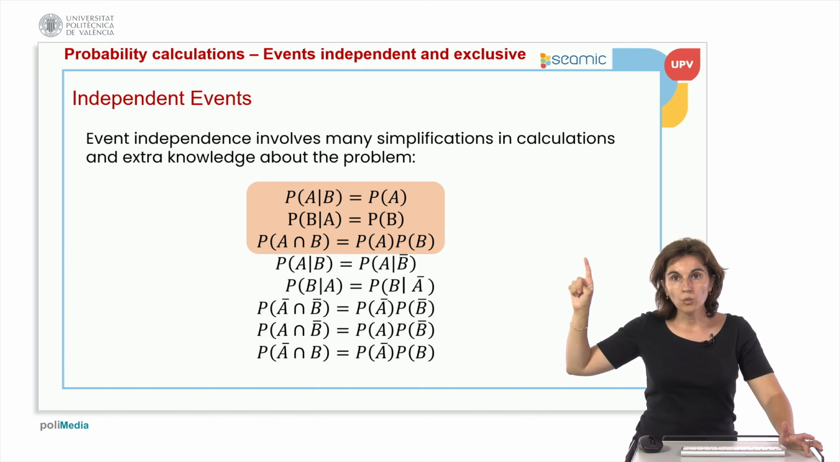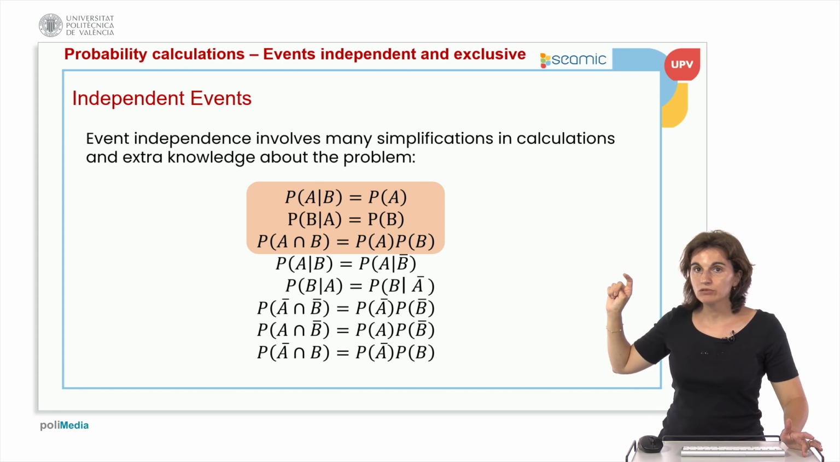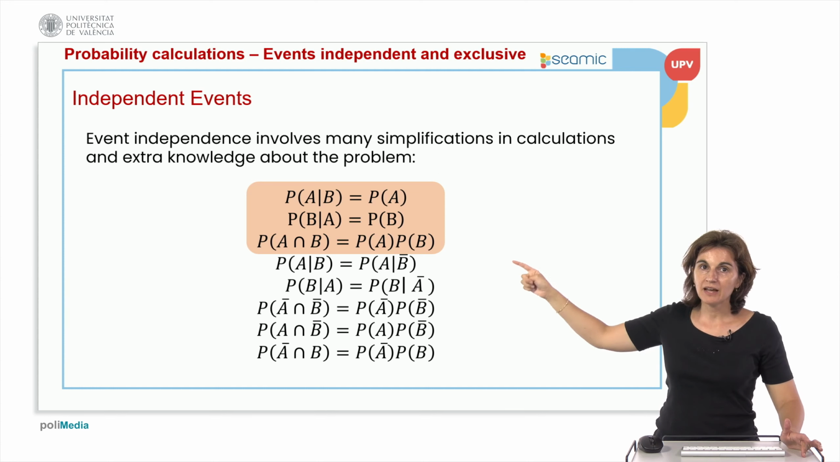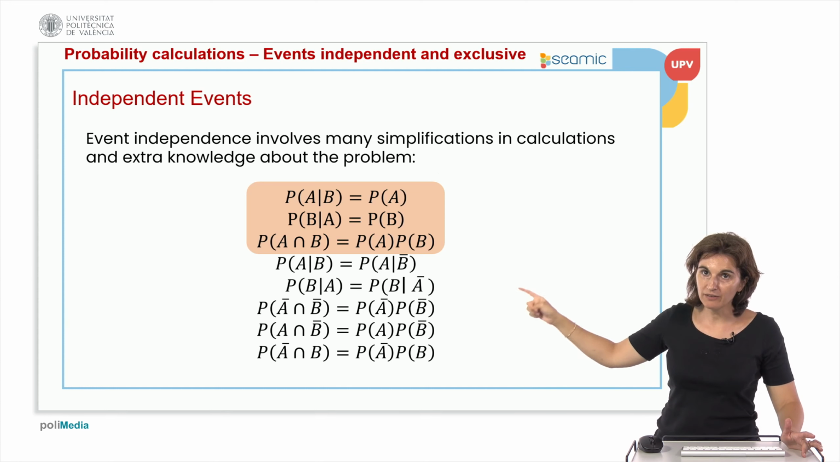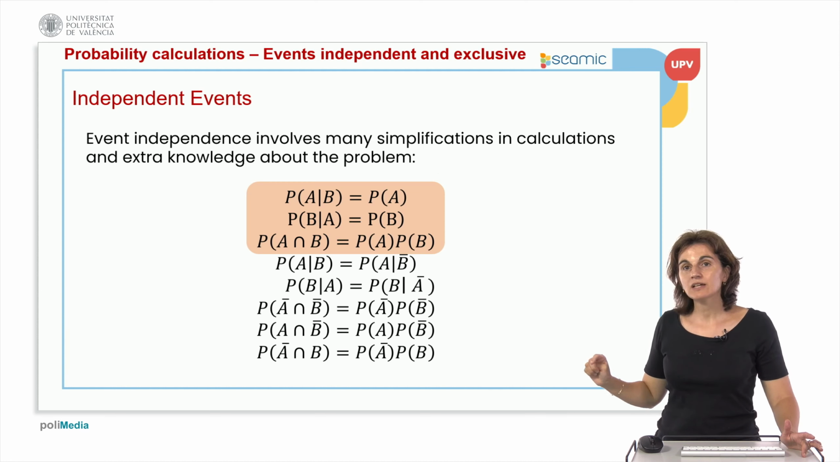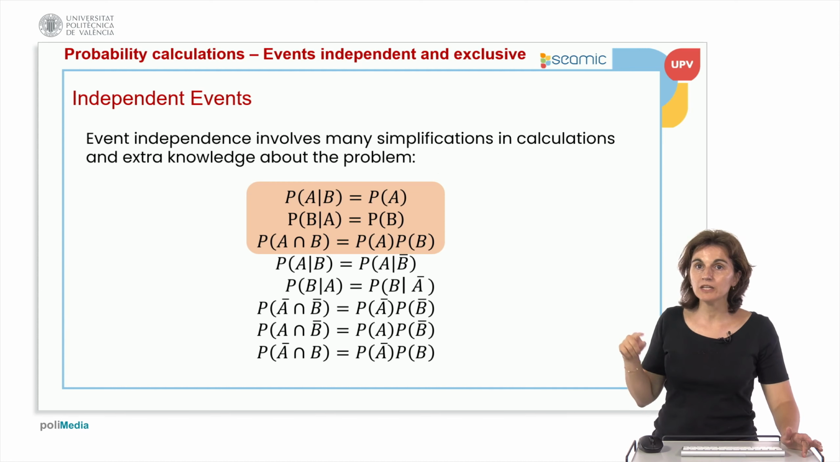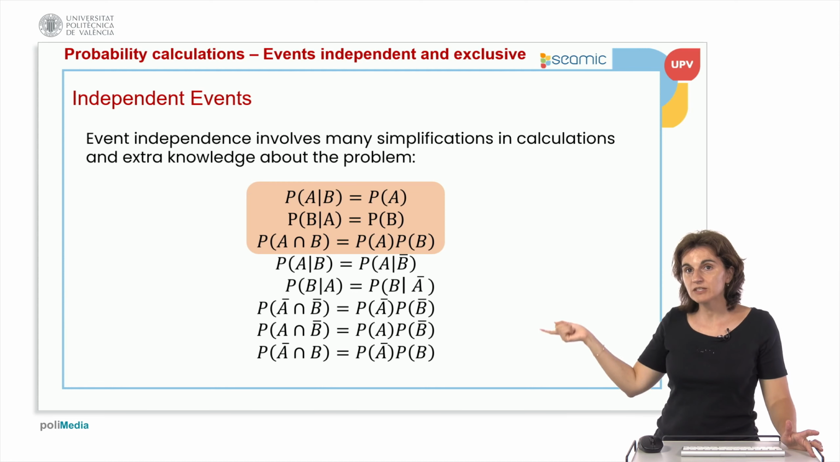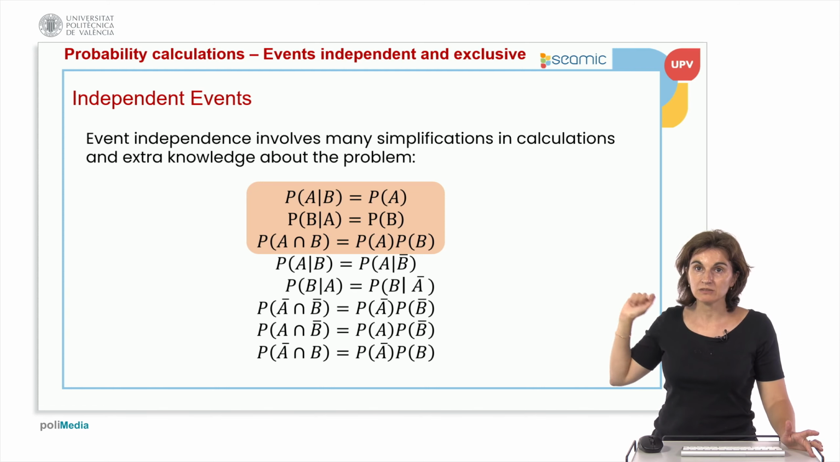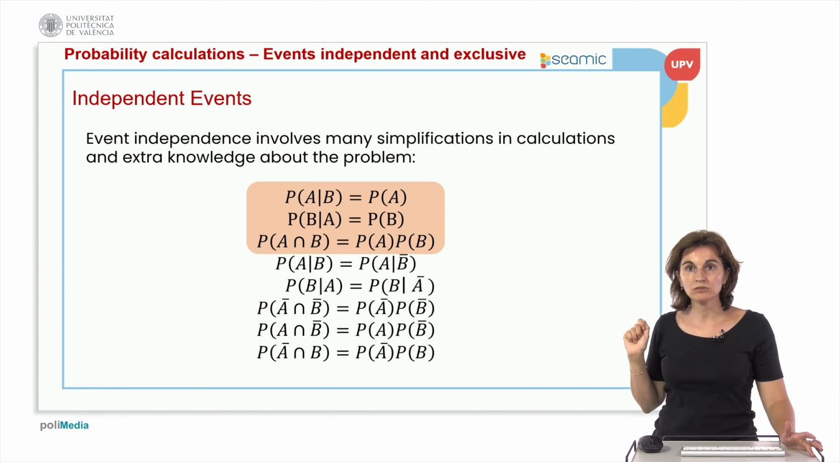Once you remember these three rules, you can obtain any of the 5 remaining expressions that relate the probability of not A, not B, B given A, A given B. All these expressions can be obtained using the 3 previous expressions. And I invite you to try to obtain these 5 expressions from the 3 previous lines.